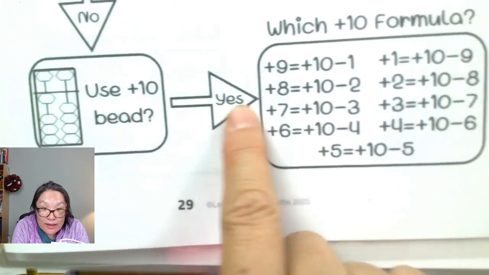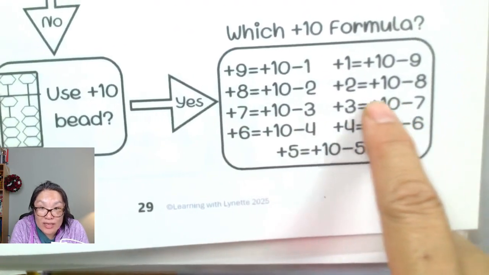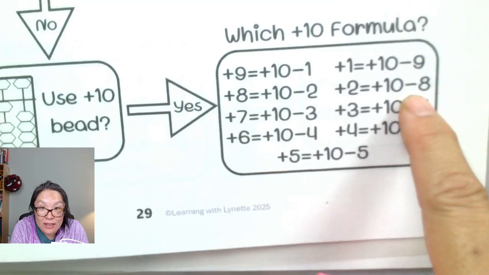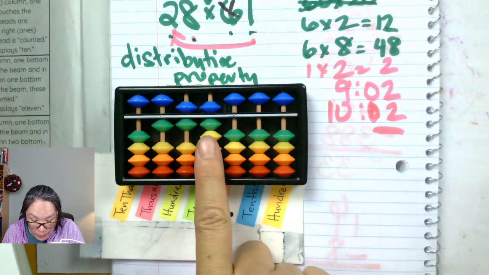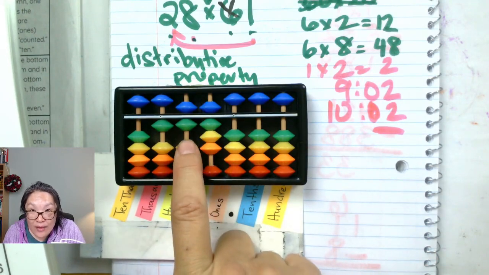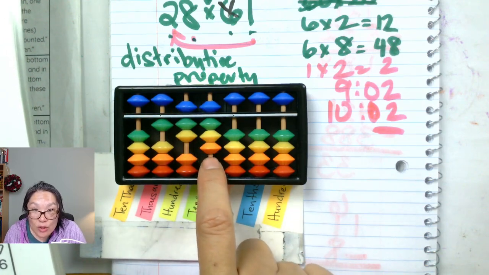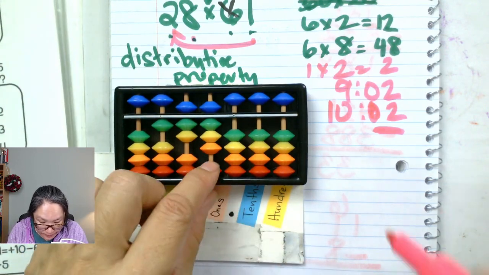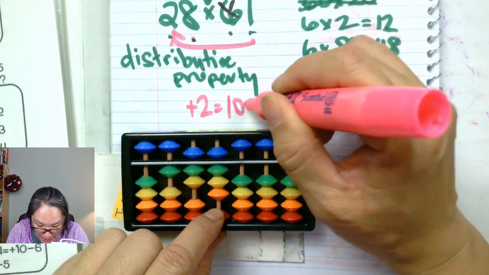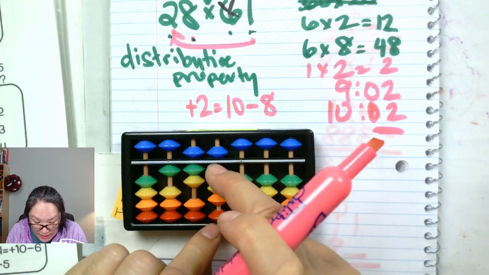So in the next one, the next one is here. This is the formula you need to know. This is how we make a 10. Plus the 2 is equal to plus the 10 minus the 8. So we're going to plus the 10: 1, 0. Add the 1, and then 0. And then we need to minus the 8. Take away the 8.